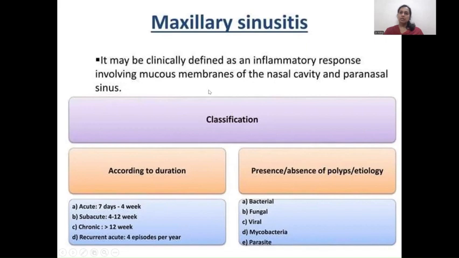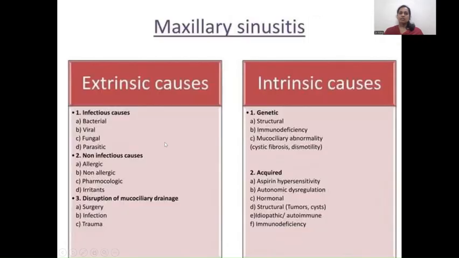Another pathology is maxillary sinusitis. Sinusitis can be classified according to duration and the presence or absence of polyps. And this is the maxillary sinus. What are the causes? Extrinsic causes are there, intrinsic causes are there. Extrinsic: infectious causes, non-infectious causes, and disruption of drainage. Intrinsic are genetic and acquired. Infectious can be bacterial, viral, fungal, and parasitic. Non-infectious: allergic, non-allergic, disruption of drainage, trauma.